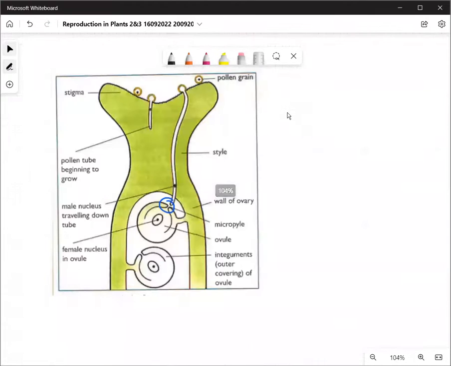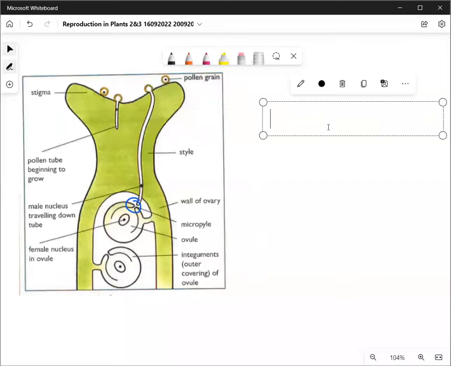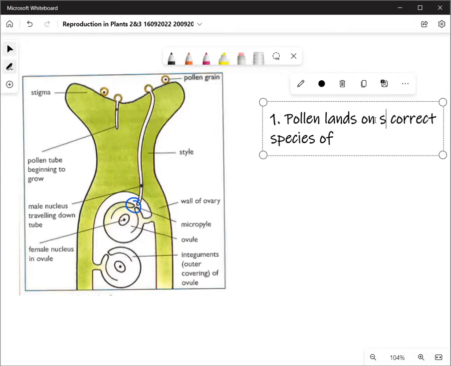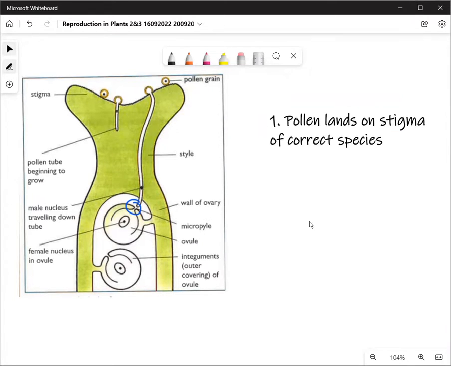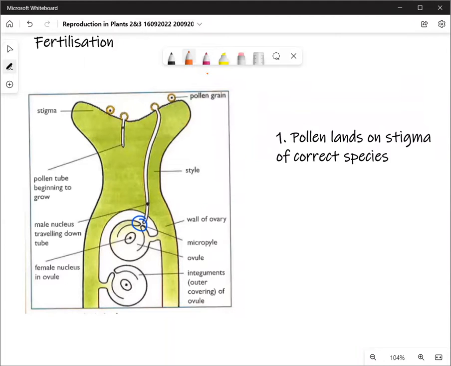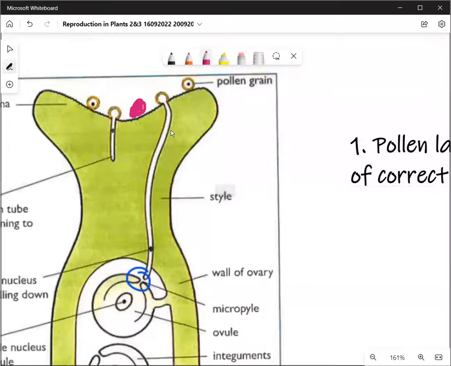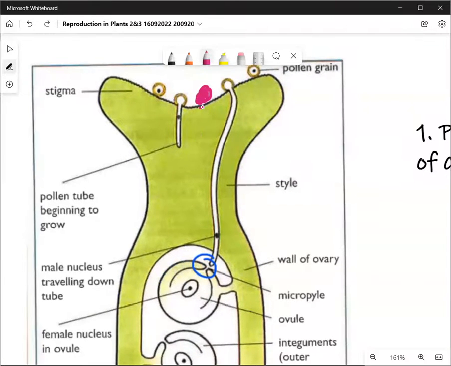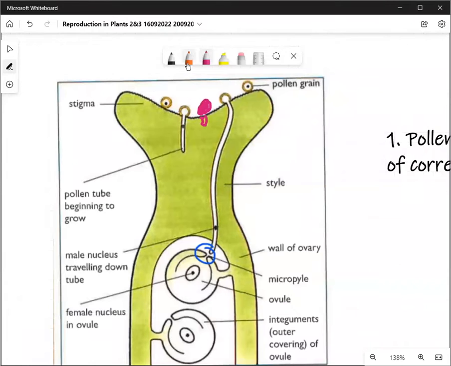Now, when the pollen lands, the first thing that happens is the pollen lands on the stigma of the correct species. If a different kind of pollen grain lands here, from a different flower, the enzymes will not be correct to make the pollen tube. So this one will not be able to make a pollen tube inside, while only the correct pollen grains will be able to make a pollen tube.